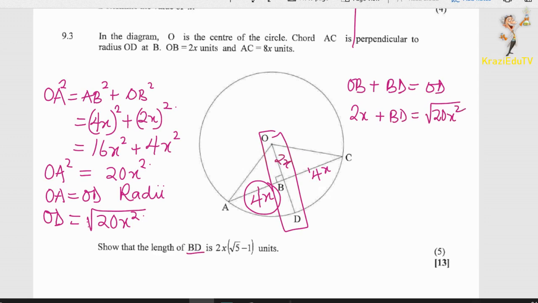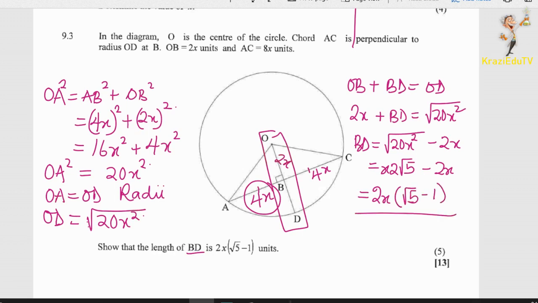We can then break this down to say BD will be equal to root of 20x squared minus 2x. What is the square root of 20? You have your 5 times 4, which is 2 root 5. So I have 2 root 5. And what's the square root of x squared? That is x, minus 2x. Can we then bring out what's common? 2x is common. What do we have left? Root 5 minus 1. And that's what we are looking for. Lovely. So that requires your calculation and your Pythagoras.